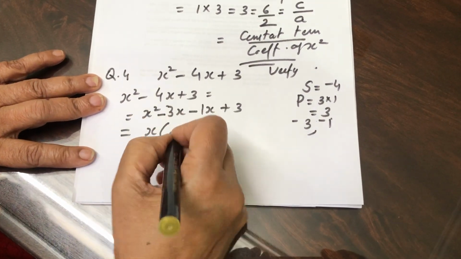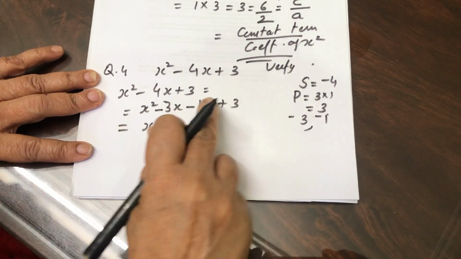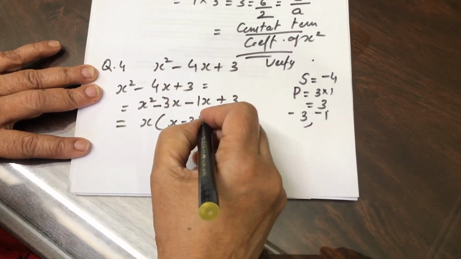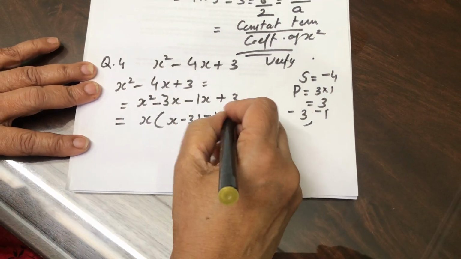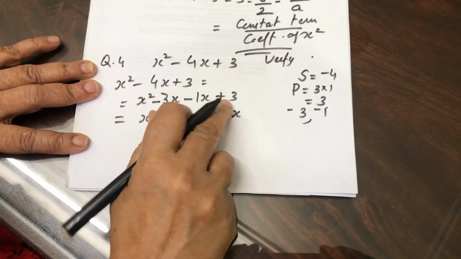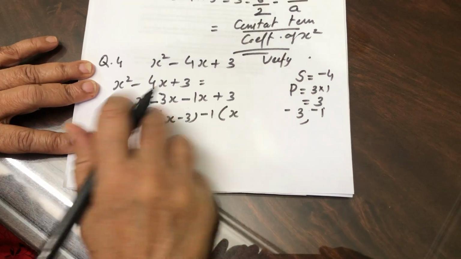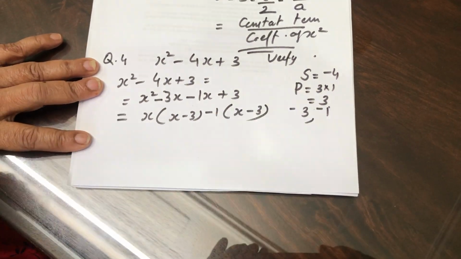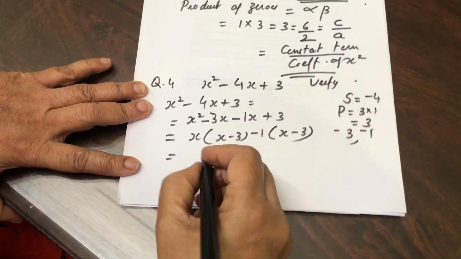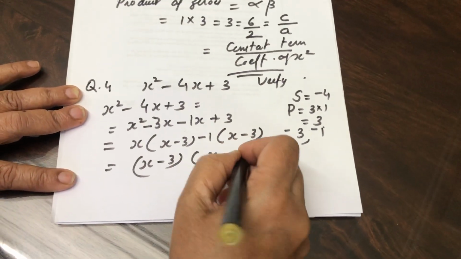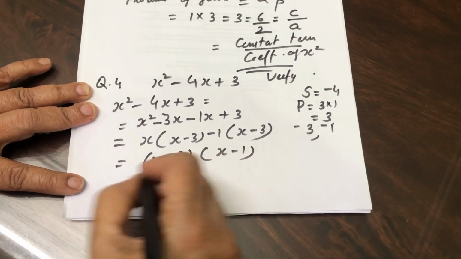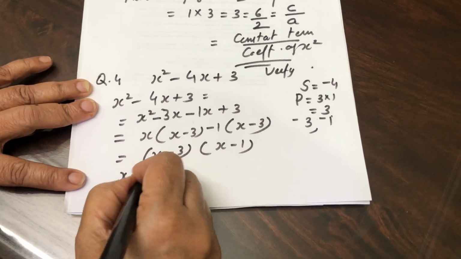This is x into x minus 3. You want x minus 3 here, so I am taking minus 1 out. When I take minus 1 out, this will become plus x, and minus 1 from 3 will become x minus 3. Now x minus 3 is common, into x minus 1.